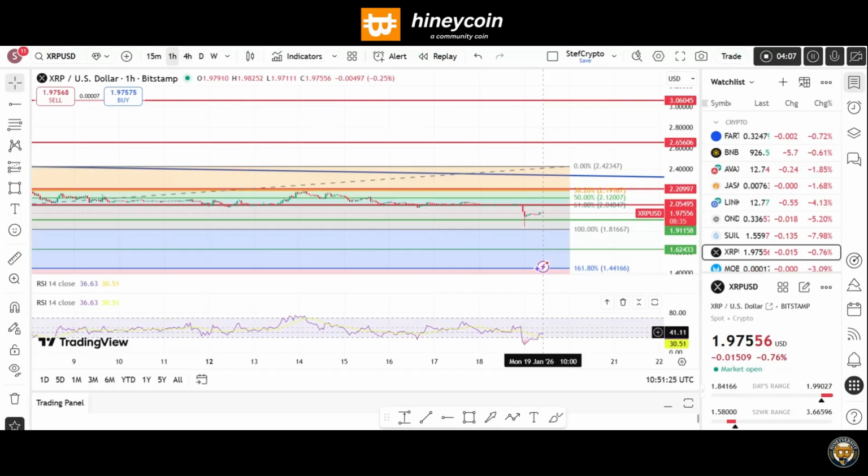The RSI is reactionary, it's a lagging indicator. It will not tell you where the market is going. It just follows the movement of the market. But you can use it for overbought or oversold.